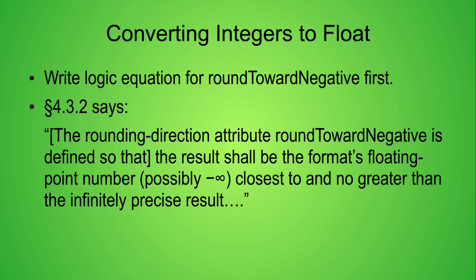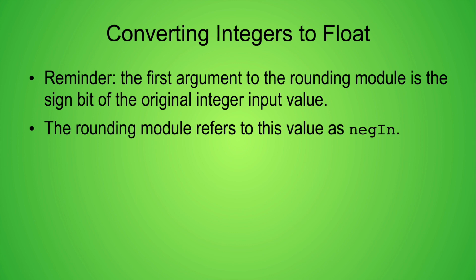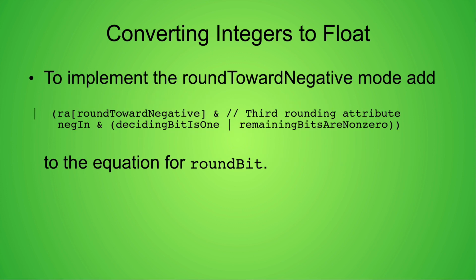result. Before looking at the logic for implementing round toward negative, I want to remind you that the first argument passed into the rounding module is the sign bit of our original integer input value. Inside the module, I refer to this bit as neg_in. If the original input value is negative, then neg_in will be true. To implement this part of computing round bit, I added the following clause to the logic equation.